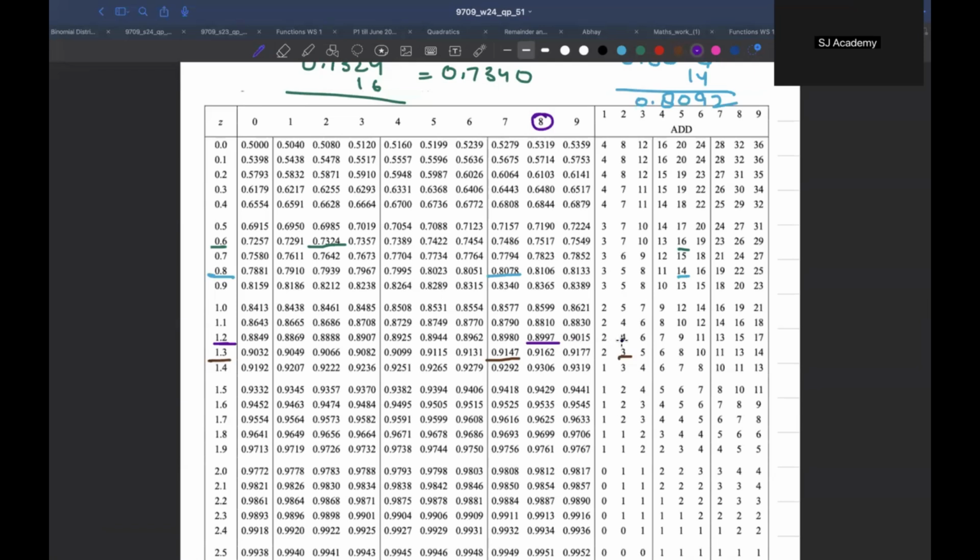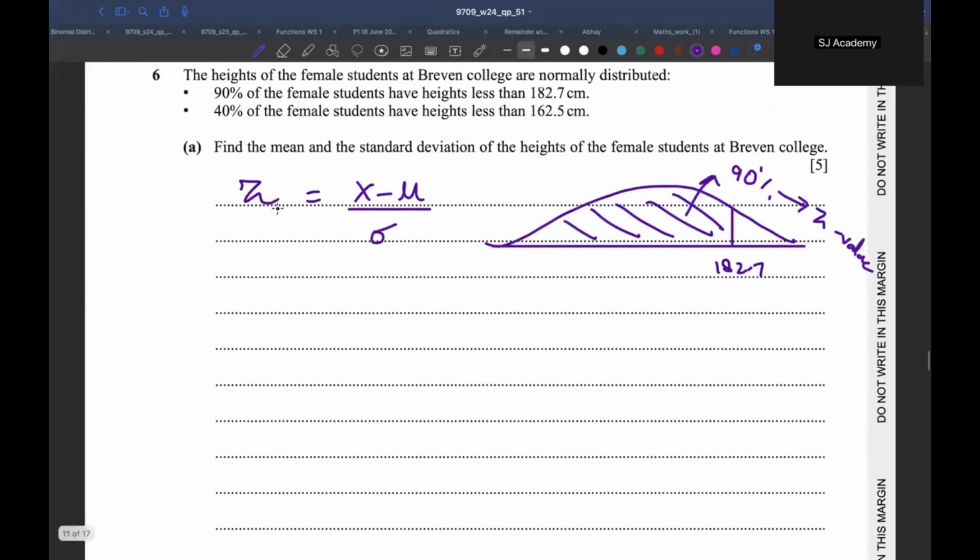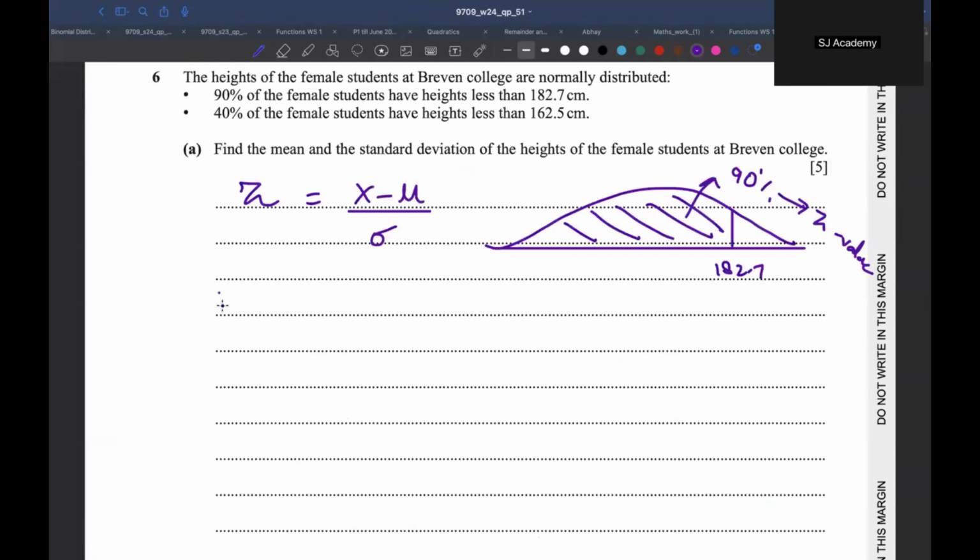We'll add, let's say, 4 over here. This z value will become 1.282 because this is 2 over here. So the z value for this set of information is 1.282 and it is a positive value. 1.282 equals x value, 182.7, minus mu upon standard deviation. And that is our first equation.